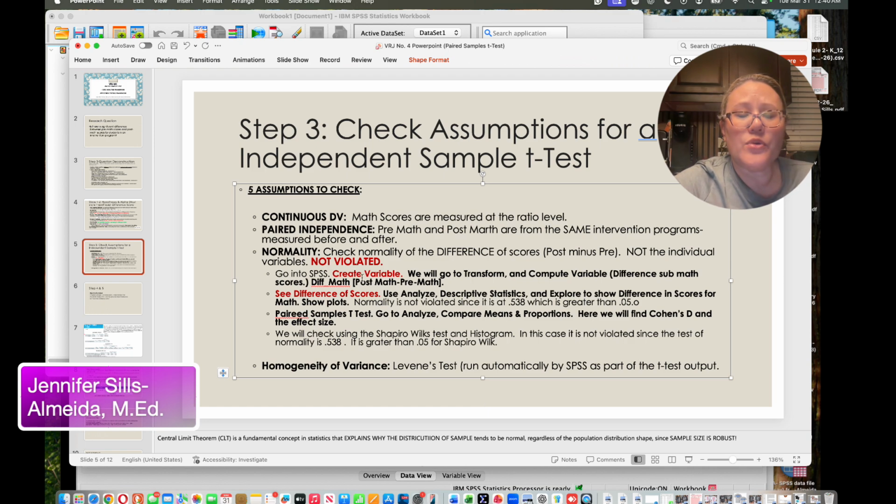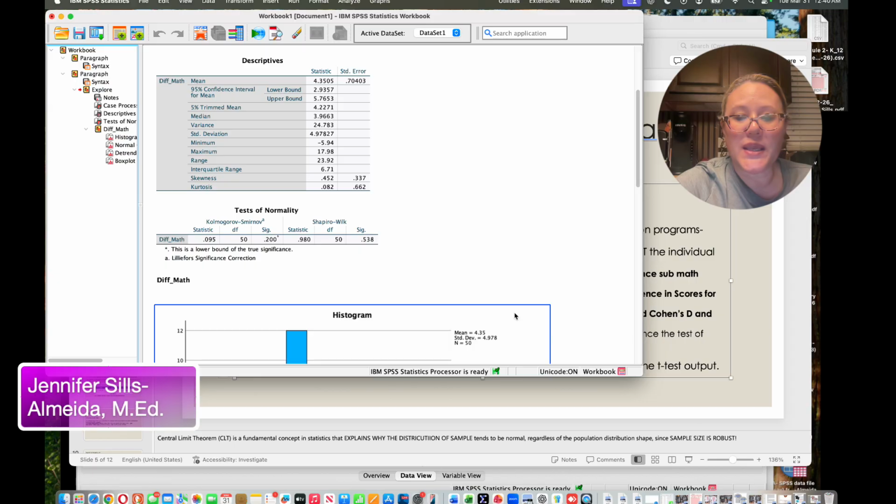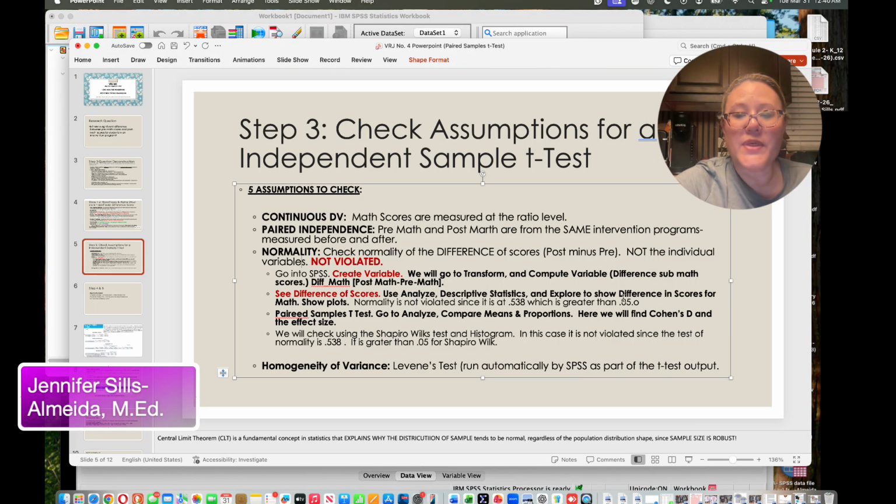For the normality, we're looking at the numbers. The normality is not violated, since the number that I just pulled up is 0.538, and it is greater than the 0.05 that we had. So this normality is not violated.